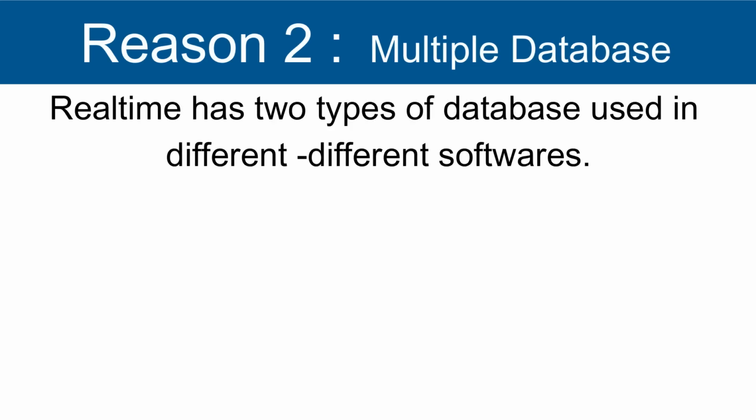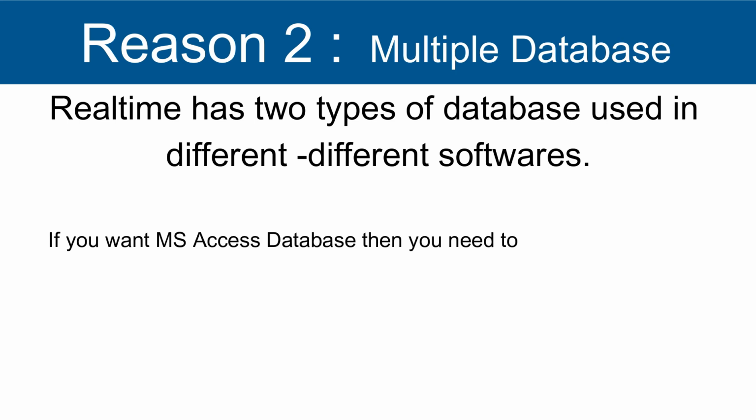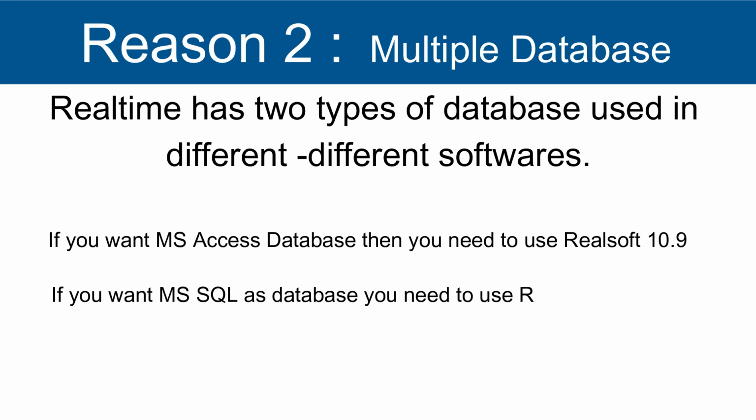Now coming to the next point, which is multiple databases. Realtime has two types of database used in different softwares. If you want MS Access database, then you need to use RealSoft 10.9, and if you want MS SQL as database, you need to use RealSoft SQL 11.0.